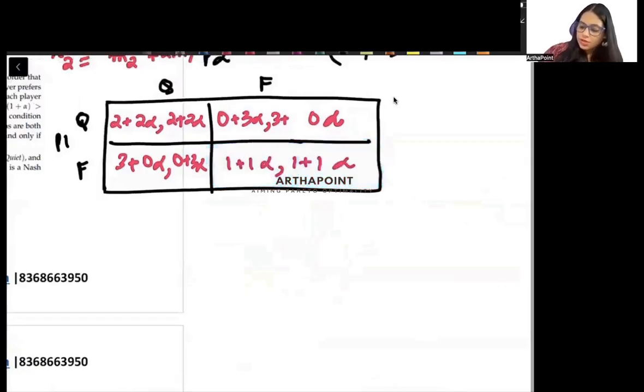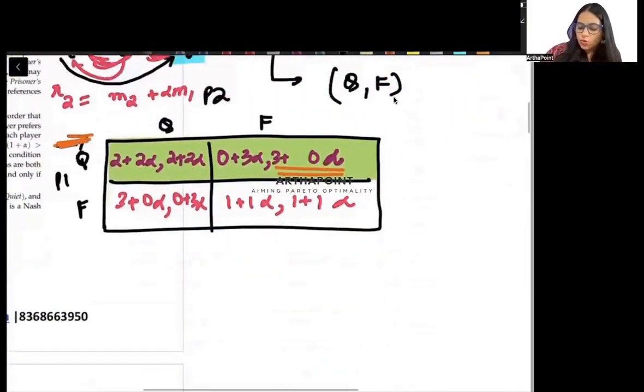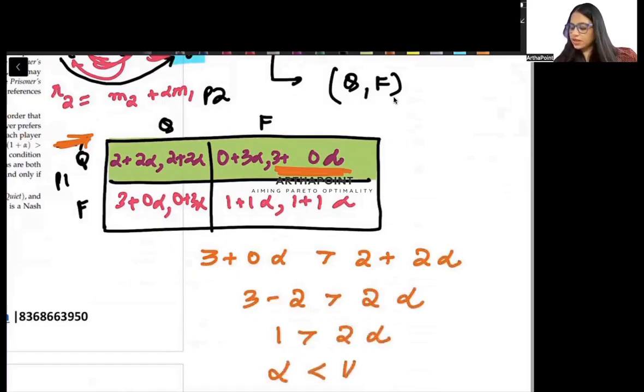Now think about it. When player 1 chooses quiet, I want player 2 to choose Fink. Only then will this match the actual prisoner's dilemma. So when player 1 is choosing quiet, I want player 2 to choose Fink. That means I want 3 plus 0 alpha to be greater than 2 plus 2 alpha. So I want 3 minus 2 to be greater than 2 alpha. 1 greater than 2 alpha. Alpha less than half.